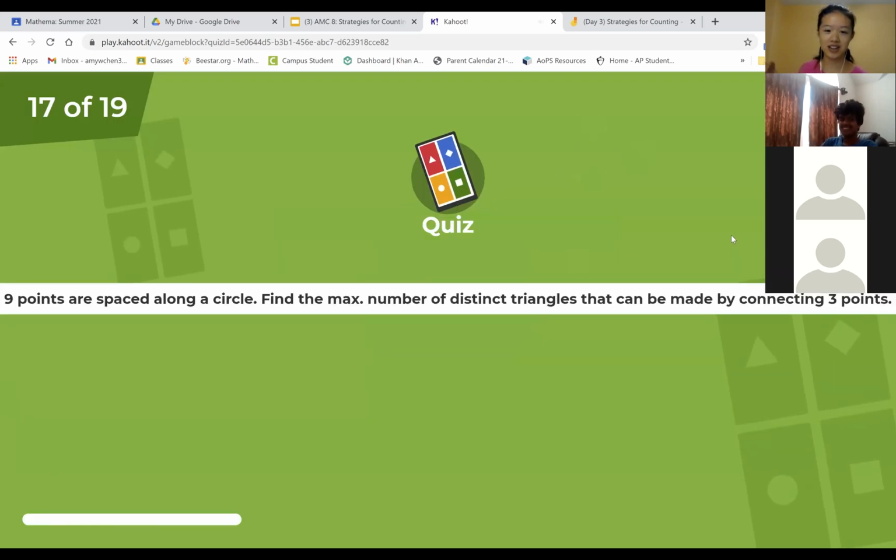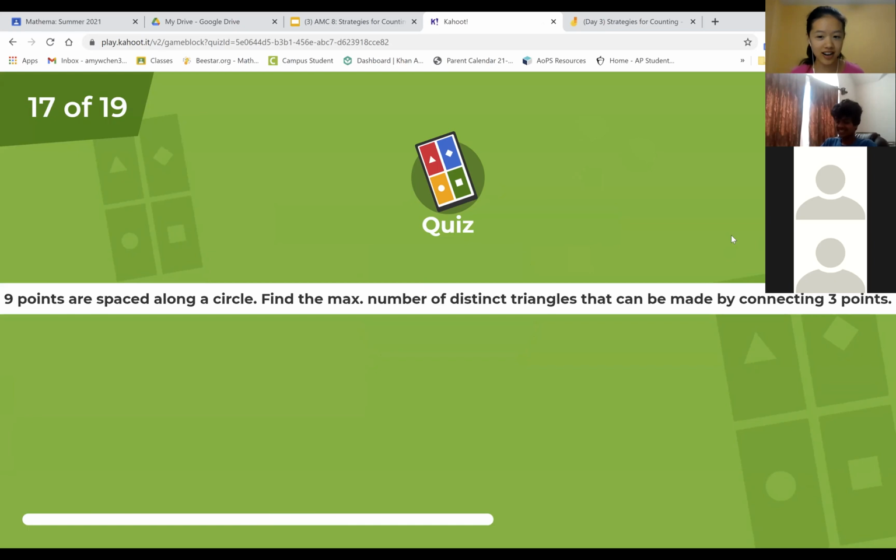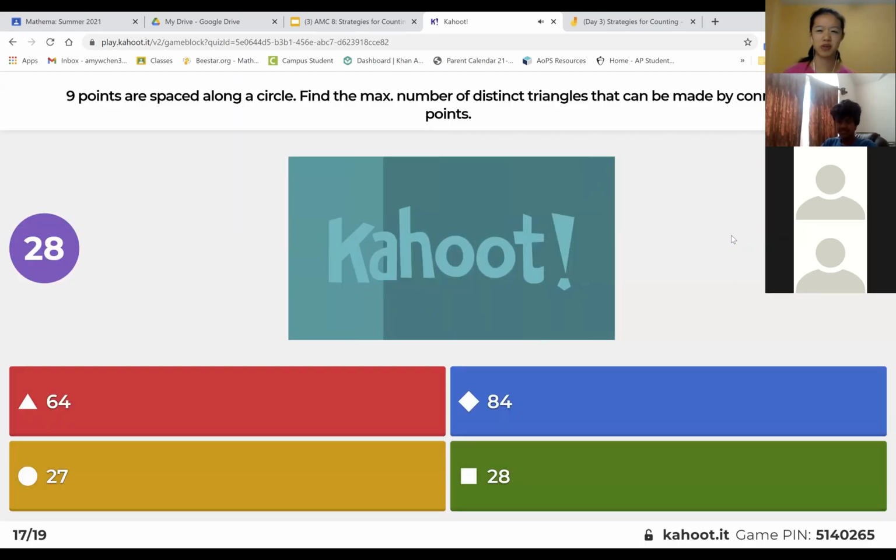9 points spaced. Find the number of distinct triangles this time. I don't know why I included connecting 3 points, because that basically just gave it away. Or actually, I don't know. Probably got this wrong actually. Now that I think about it. Well, actually, I think I got it right.